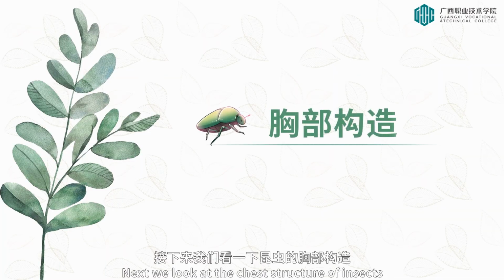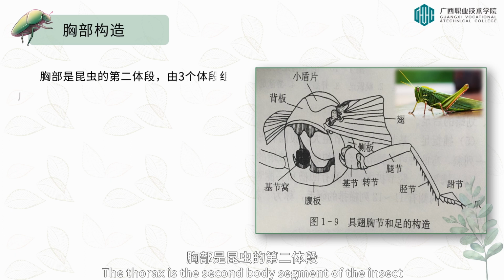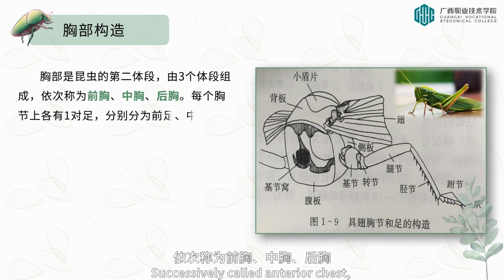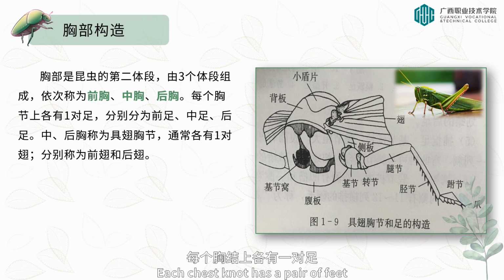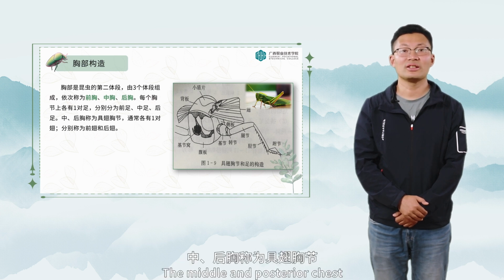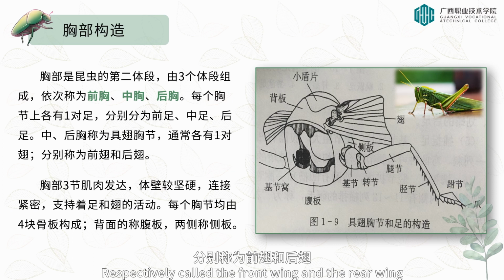Next, we look at the thorax structure of insects. The thorax is the second body segment of the insect. It consists of 3 segments, successively called the prothorax, mesothorax, and metathorax. Each thoracic segment has a pair of legs, called the forelegs, midlegs, and hindlegs respectively. The mesothorax and metathorax are called the pterothorax. Usually each has a pair of wings, respectively called the front wing and the rear wing.